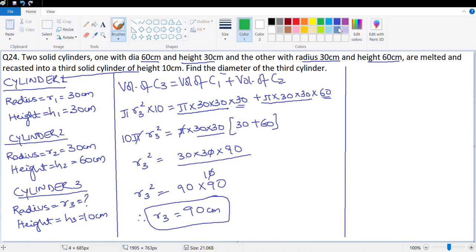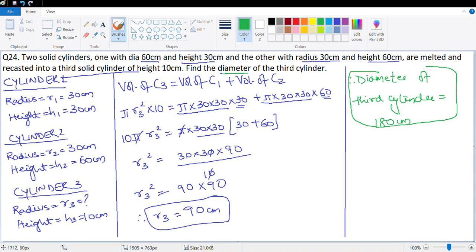Also, that's what I say. Tail questions, they don't want us to find the radius, they want the diameter. Therefore, diameter of third cylinder is equal to 90 into 2, that's 180 centimeter. So that's the final answer that they wanted.